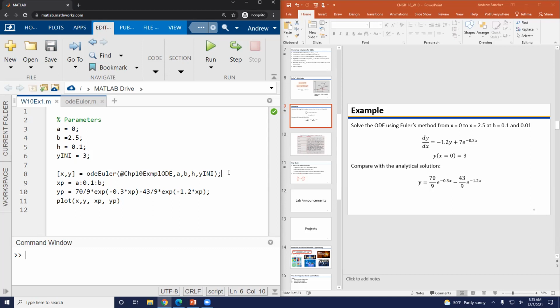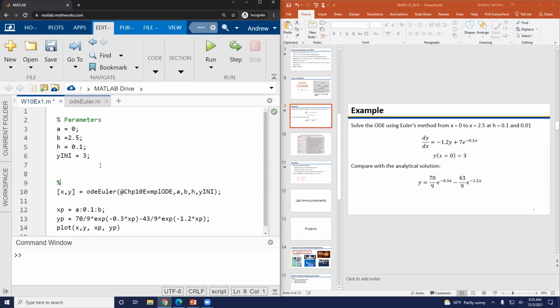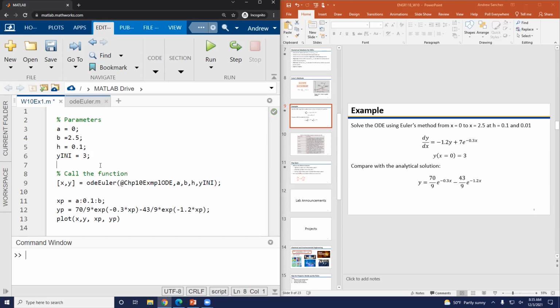And then you call the function. So it's going to call ODE Euler. So let's call this function. So it's saying, all right, ODE Euler. And then what are all these? So if this is the function, then what are these?